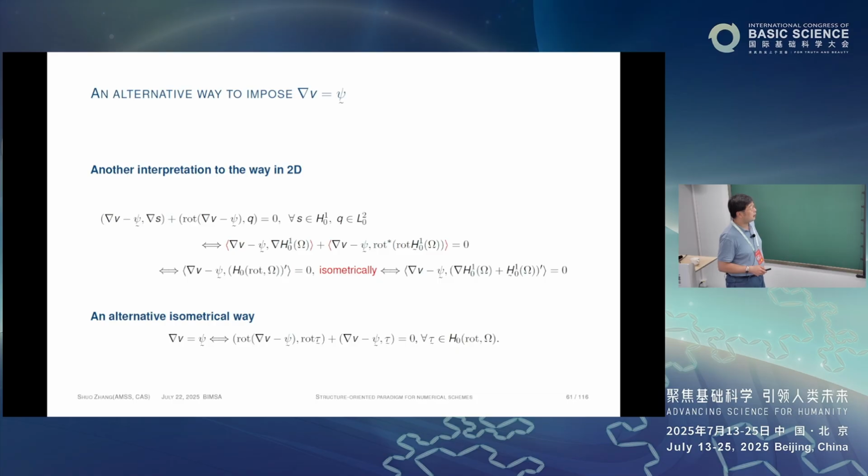But, okay, an alternative way is that we just look back into the method in 2D. In 2D, we impose gradient v equals to psi. We said the inner product of gradient v minus psi with gradient s, and also with curl, the inner product of gradient v minus psi with q, equals to 0. Here, s is in H1, the q is in L2. This is what we have done in 2D.